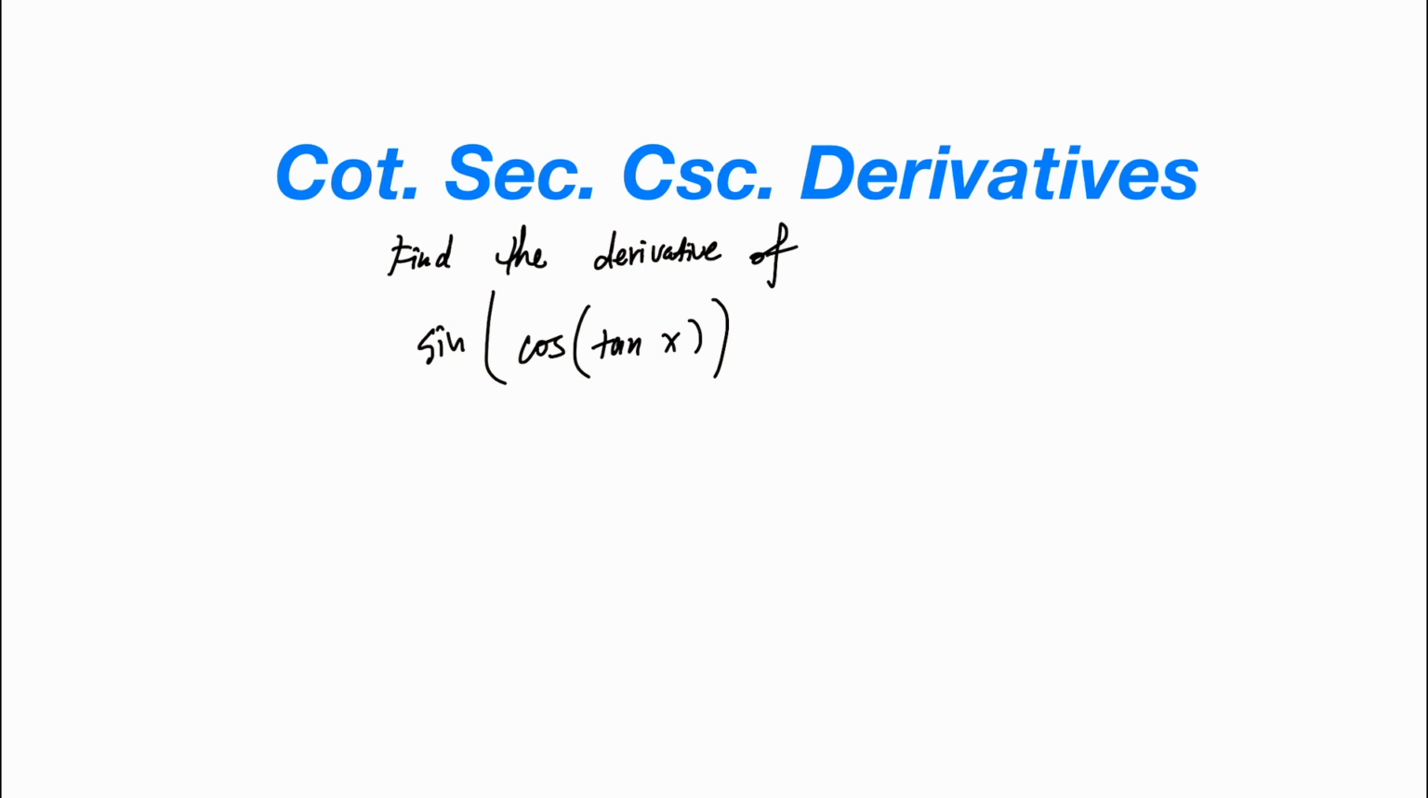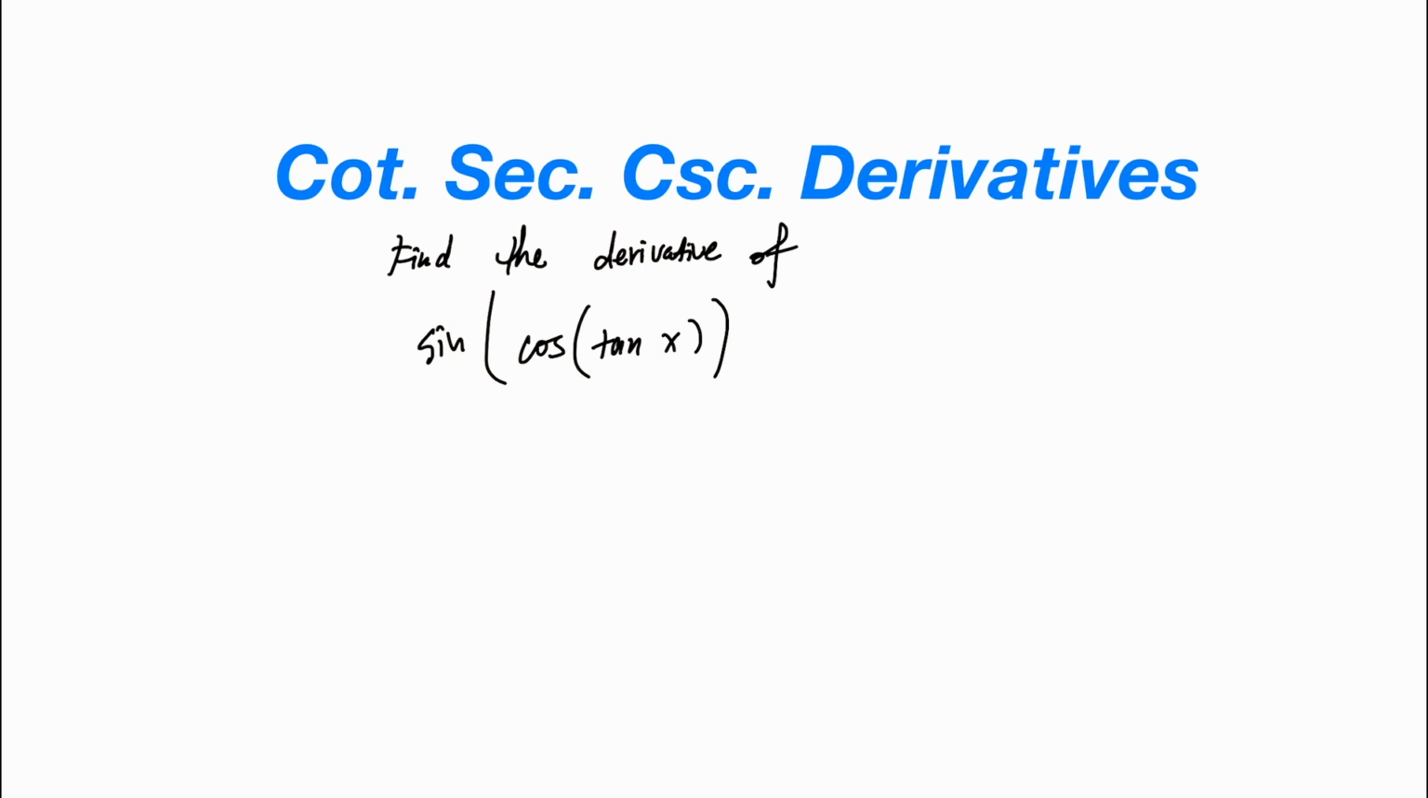And let's see what our daily problem is. Our daily problem is find the derivative of sine of cosine of tangent x. This at first might look very daunting or very complicated, but it is really not, because it just requires a simple use of the chain rule, actually twice, and we can just get it out because we all know what the sine, cosine, and tangent derivatives are.